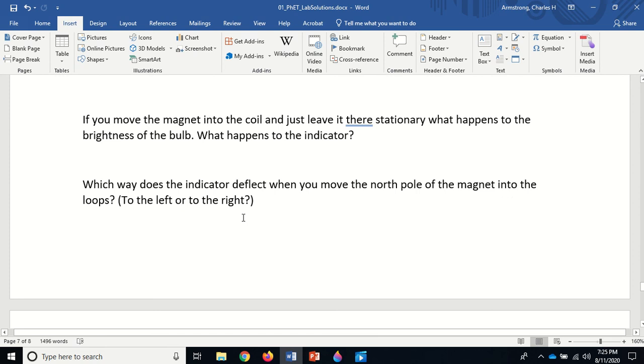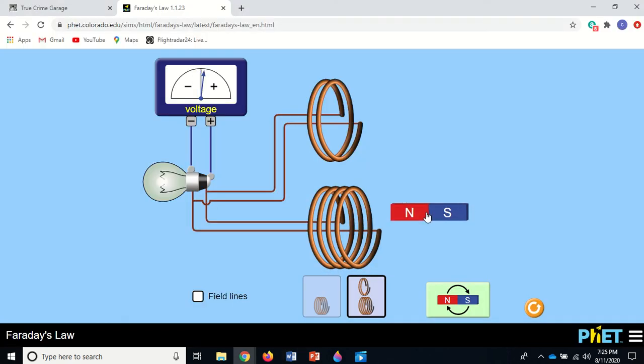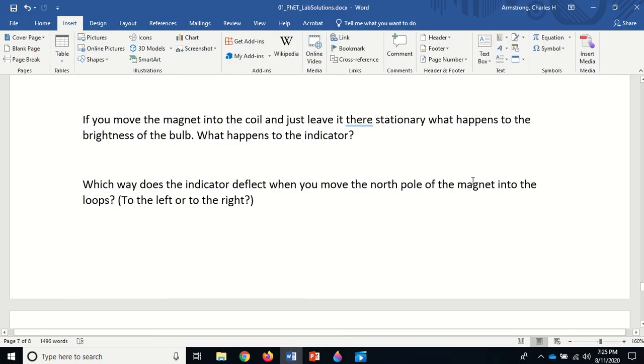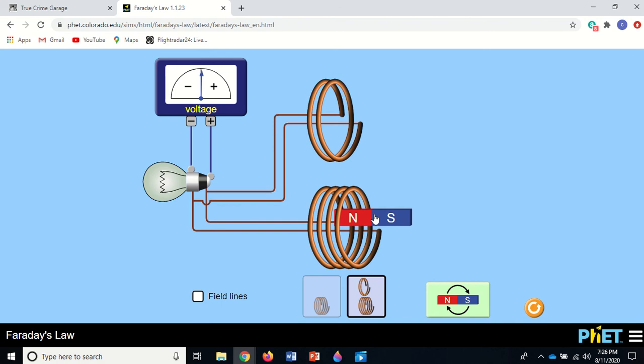Which way does the indicator deflect when you move the north pole of the magnet into the loops? To the right or to the left? Okay, so we'll move it into the loops. That's out of the loops. Move it into the loops, it moved to the left. Move it out of the loops, it moved to the right. North in, to the left; north out, to the right. To the left in, to the right when we pull it out.